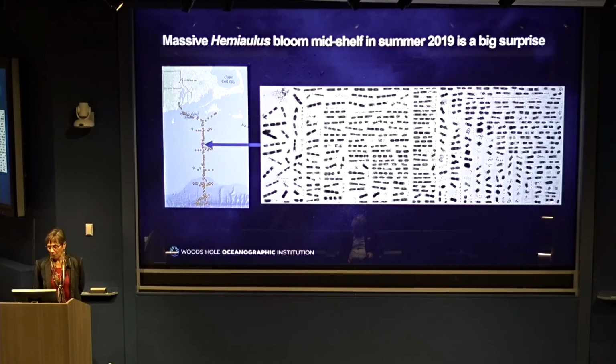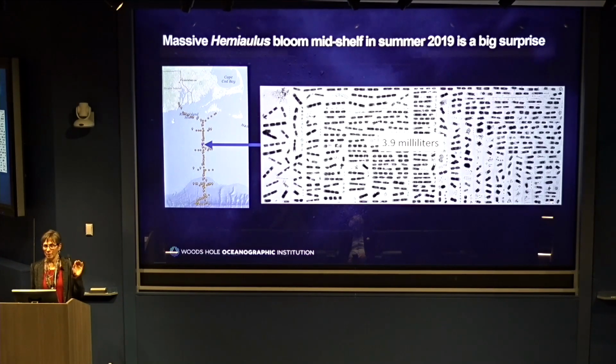And this is what we found in August of 2019. I think it's an understatement to say we were just blown away by what we found. These are some of the images in one sample of the ocean that was 3.9 milliliters. And I don't know if you recognize them there, but those are Hemialis. This was the Hemialis jackpot.